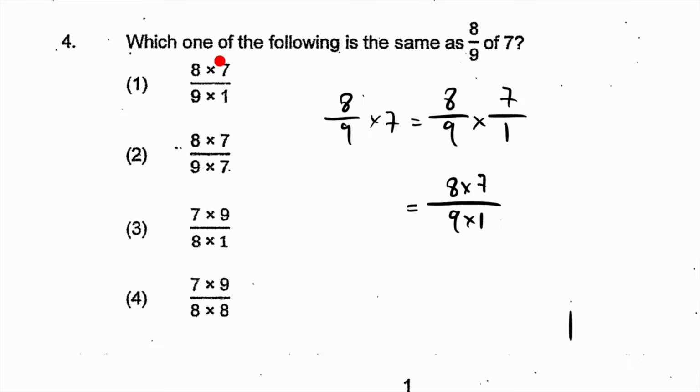Question 4, which one of the following is the same as this? Now, if you understand fractions, 8/9 of 7, basically this word of here is multiplication. So that's exactly what I'm going to do. So 8/9 times 7 is 8/9 times 7/1. And this here basically requires multiplying top with top, bottom with bottom. And if you observe, this is exactly what option number 1 is.